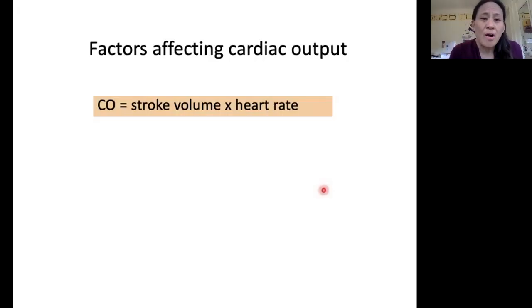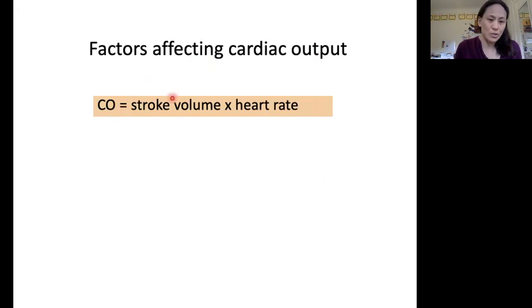So we just talked about cardiac output, what it is, and how to calculate it. Now I want to talk about some of the factors that are going to affect cardiac output. Okay, so to do this, I would like you to take a look at this equation here. Remember that cardiac output is stroke volume times heart rate.